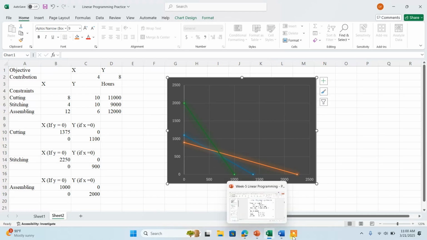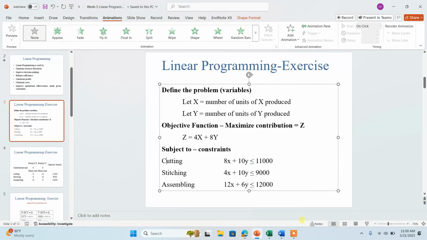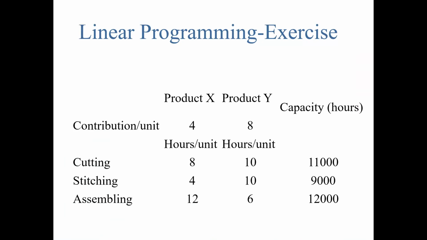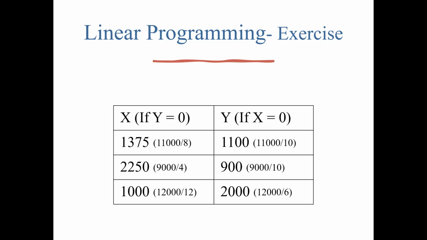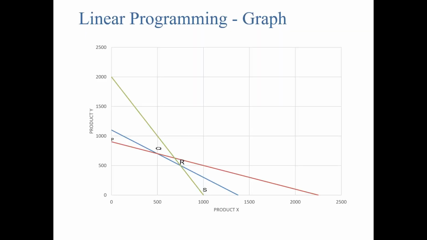Okay, so I have made slides for you that will help you. These are the constraints, how much y I can produce if x is equal to 0. Now this is the same graph which I made in Excel. I'm giving the names here: this is P, the maximum combination, and this is Q, and this is R, and then this one is S.